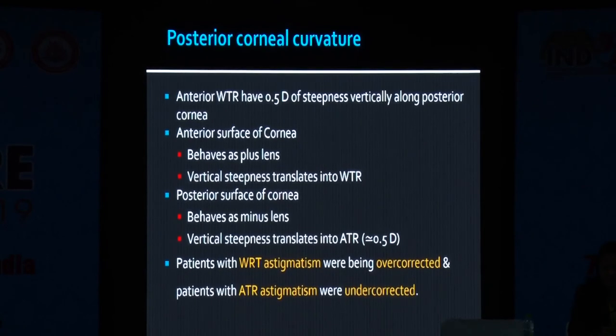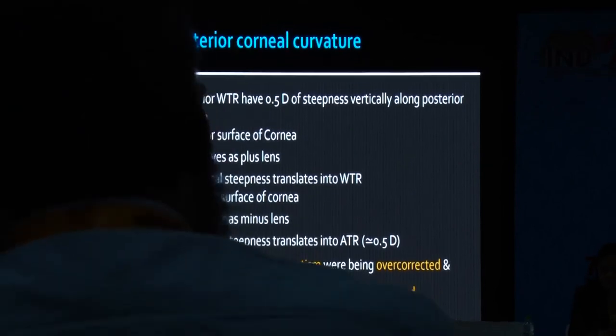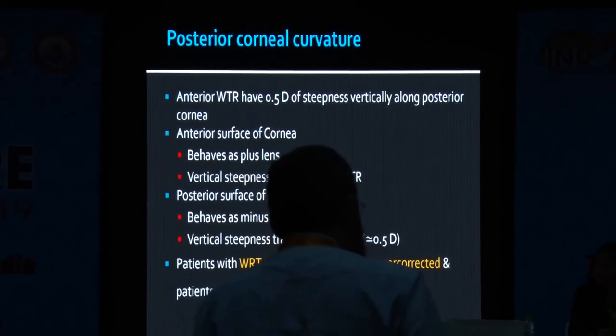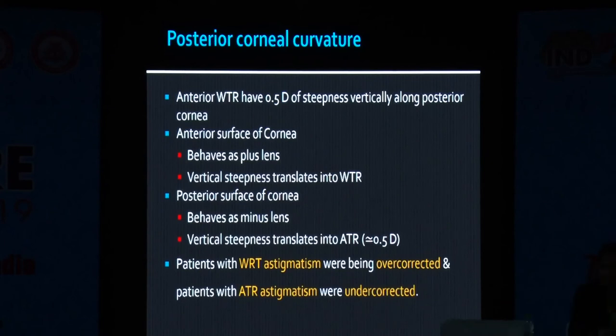Giving some insight into the posterior corneal curvature: with the anterior with the rule astigmatism, the posterior cornea is steep to the extent of 0.5 diopters. The anterior surface of the cornea behaves like a plus lens, and the vertical steepness translates into with the rule astigmatism, whereas the posterior surface of the cornea behaves as a minus lens, and the vertical steepness translates into against the rule astigmatism of 0.5 diopters. This is the general data that has been obtained.